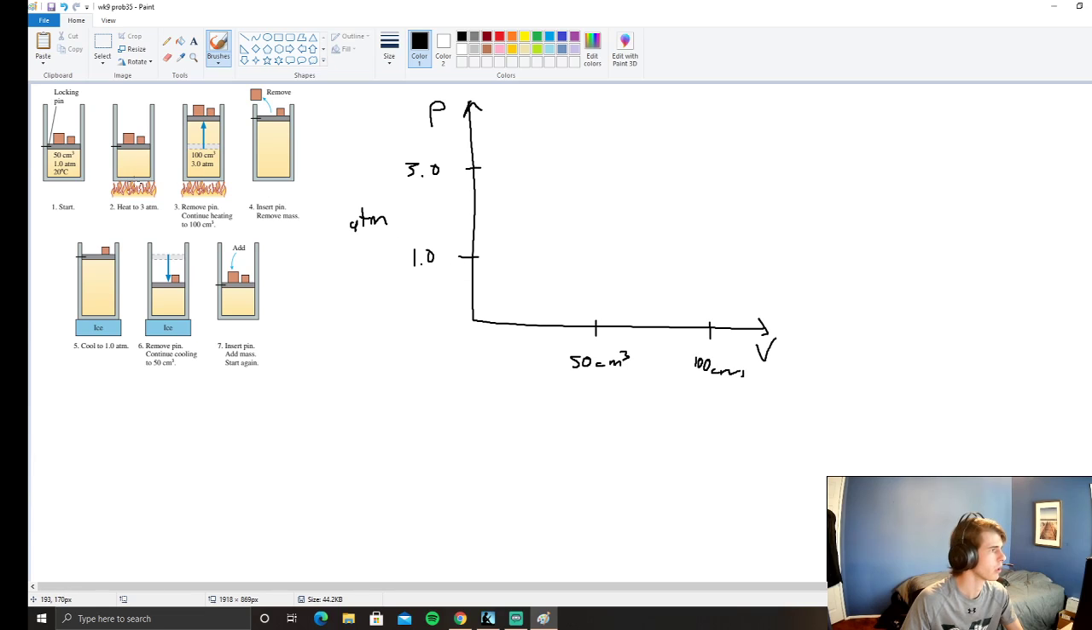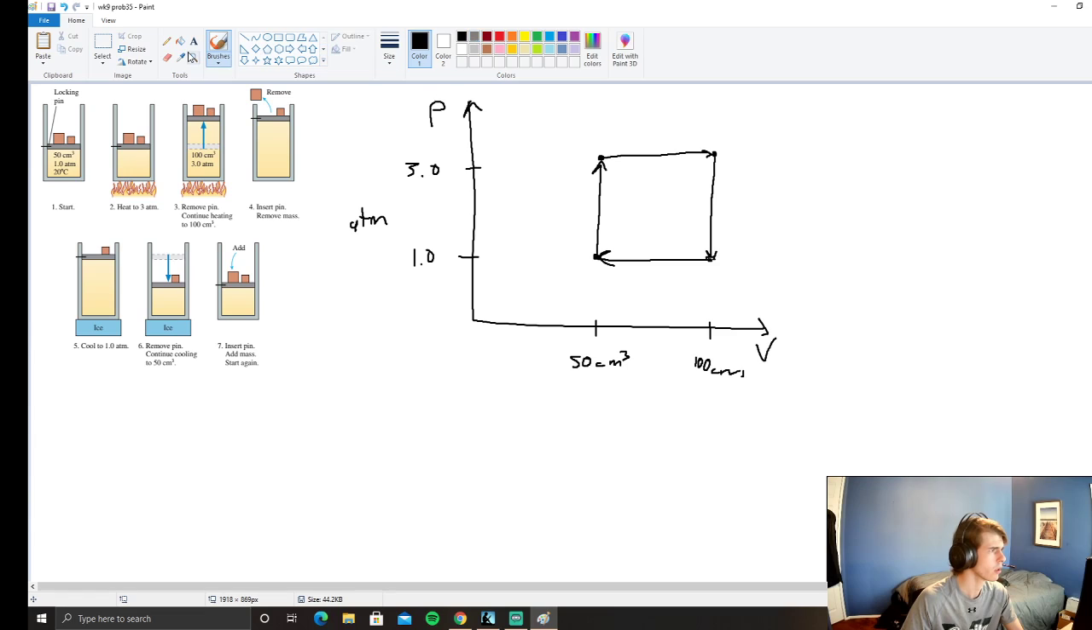Alright, so now we know at step 1, it's at 50 and 1, so that's the first point. At 2, it goes to 3 ATMs, but the same volume. At 3, we now get more volume, so that's here. At 4, it's kind of the same. At 5, we cool to 1 ATM, same volume. So far we've gone like this. And then lastly, we cool down to 50 centimeters cubed. So that's the PV diagram quite simply.